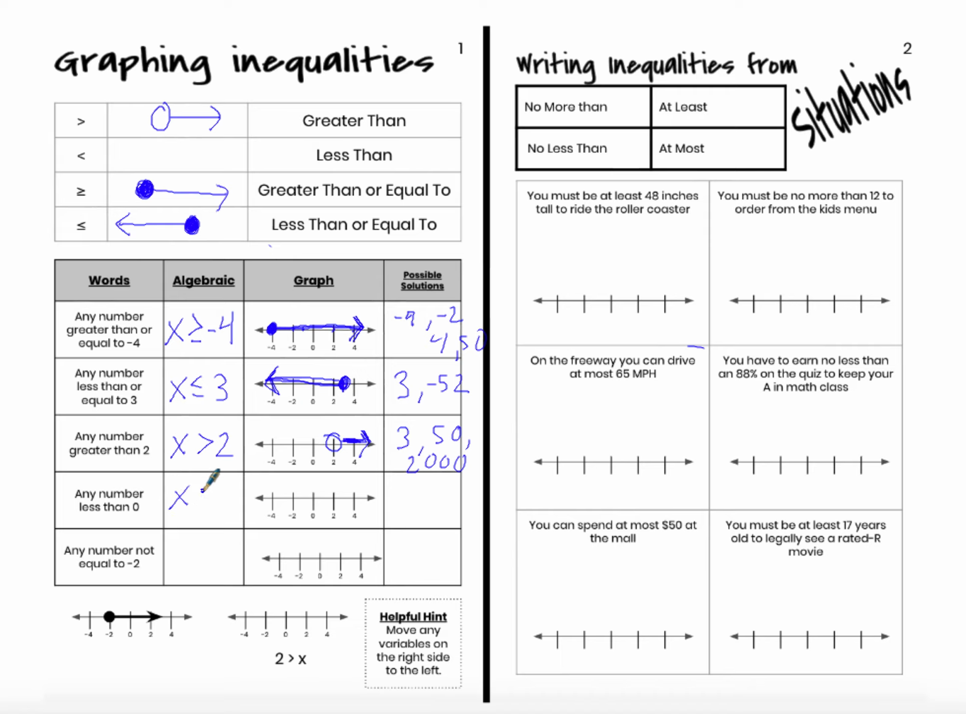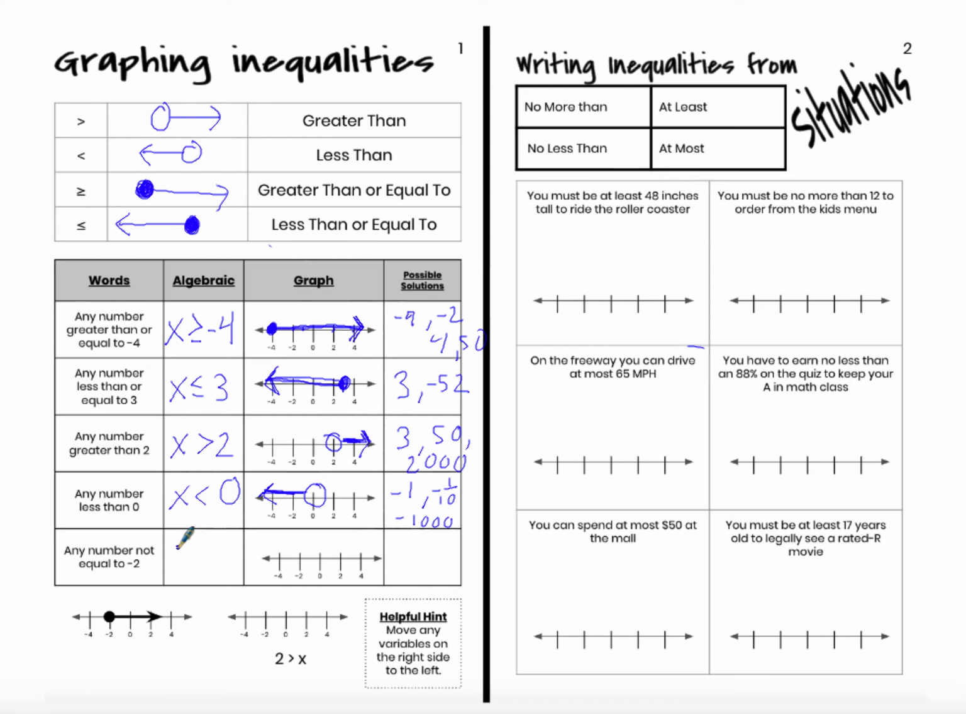Any number x less than symbol, in this case 0. Again, an open dot meaning 0 is not a solution, but anything less than 0 is. So -1/10, -1, -2, -4, -50, -1,000. 0 is not, -1 is, -1/10 is, -1,000. Again, the open dot, visualizing that as including not that number, but the numbers to the left. Summarizing, less than is graphed with an open dot, arrow to the left.